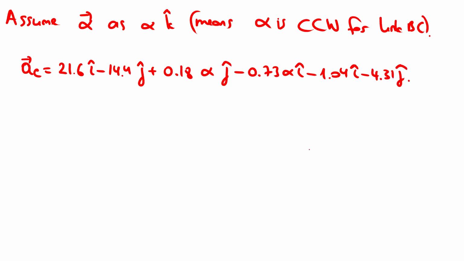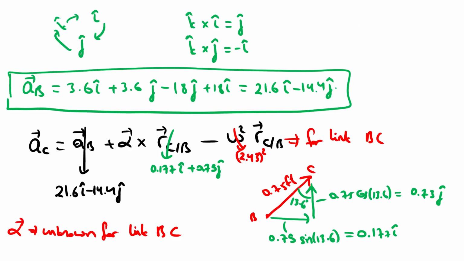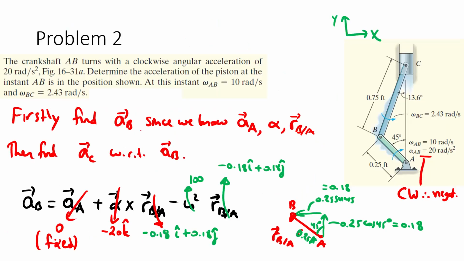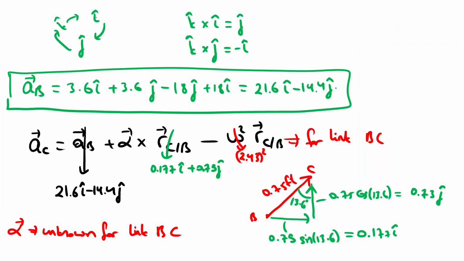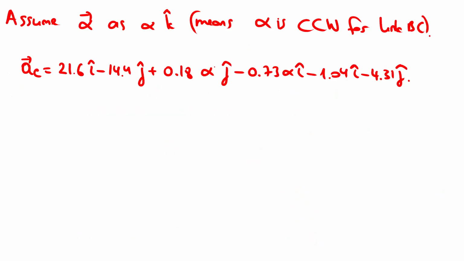You can do this calculation very easily. There is nothing big here: you just multiply this one with that one, and this one with the alpha. As I said, k cross i is j, k cross j is negative i. So this is for the cross product. It's not so hard, you can do it easily.